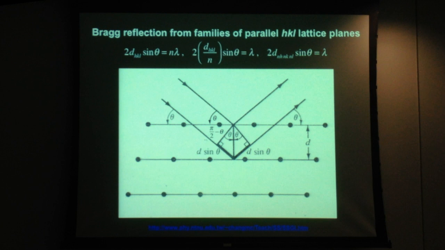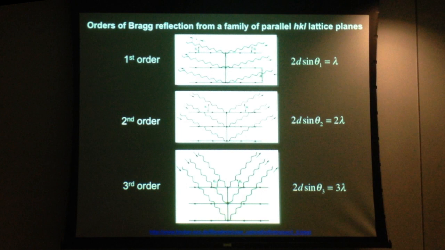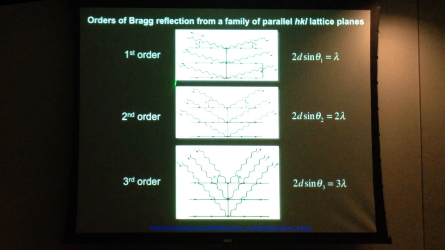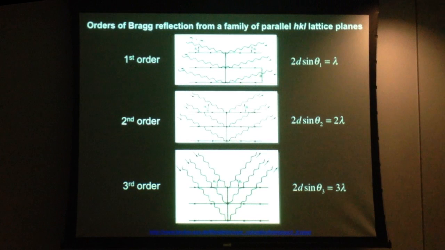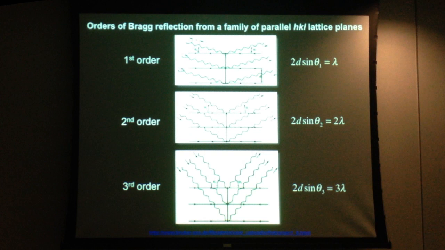So here's some illustrations of that. We have the same family of planes we're considering, with a given d spacing, and a given wavelength. Single wavelength. We're not talking about polychromatic radiation. We're talking about monochromatic radiation. And how can we get monochromatic radiation? Well, the way it's done in the apparatus that's upstairs and at a synchrotron, we scatter the polychromatic beam off of a crystal specimen, and we just pick the rays that are coming off in the one direction. So we can have monochromatic X-rays, not perfectly monochromatic, but almost so.